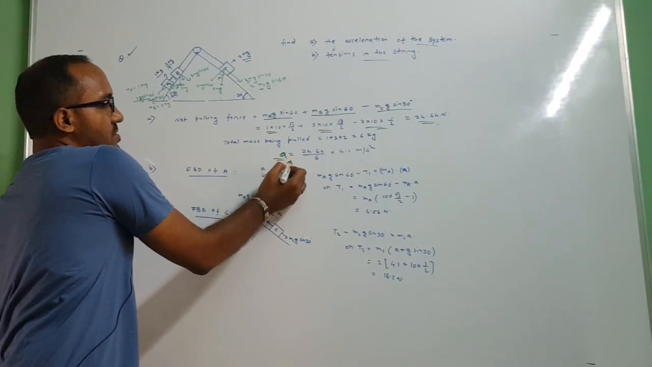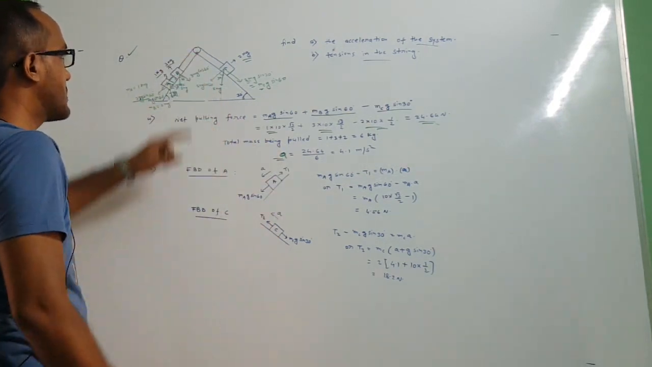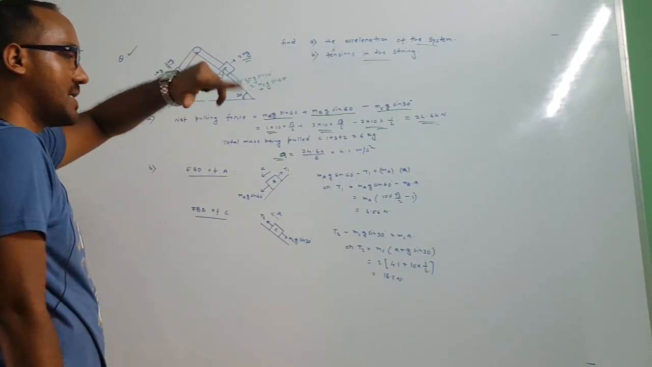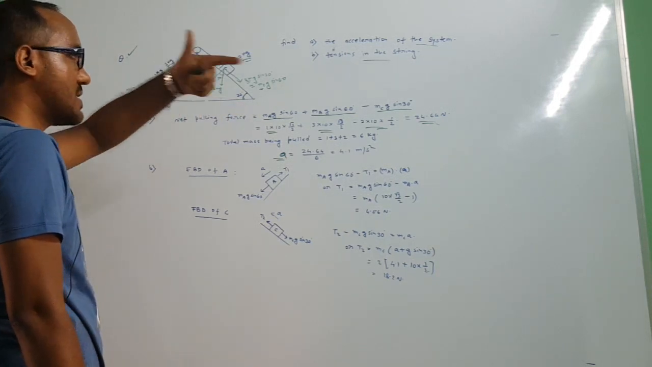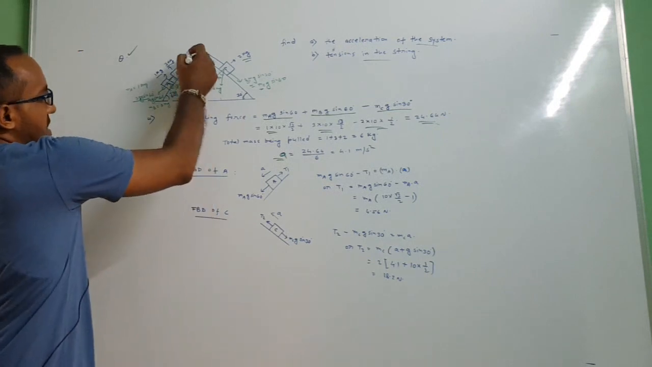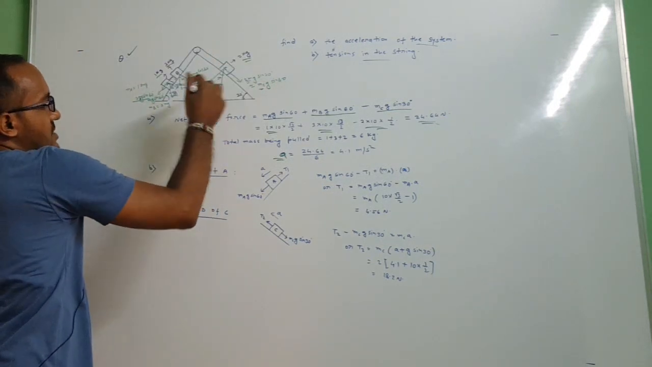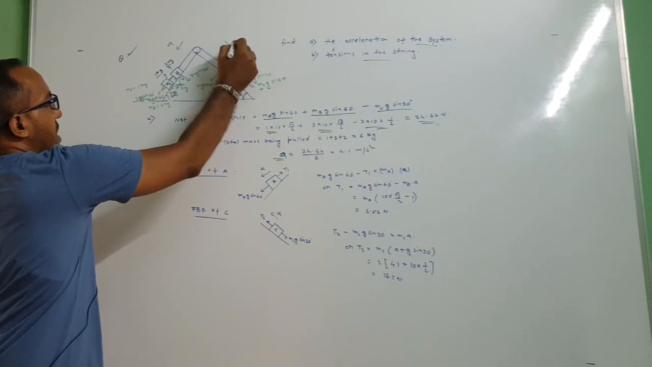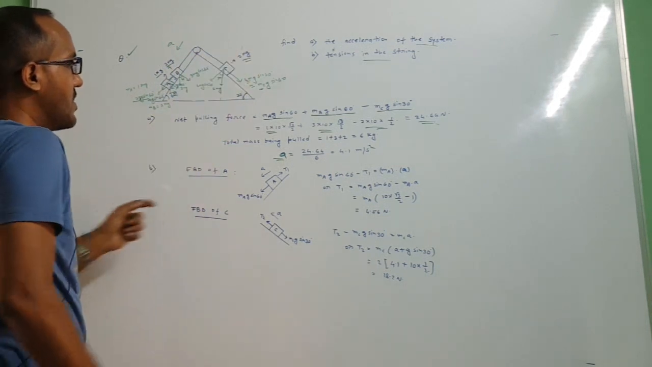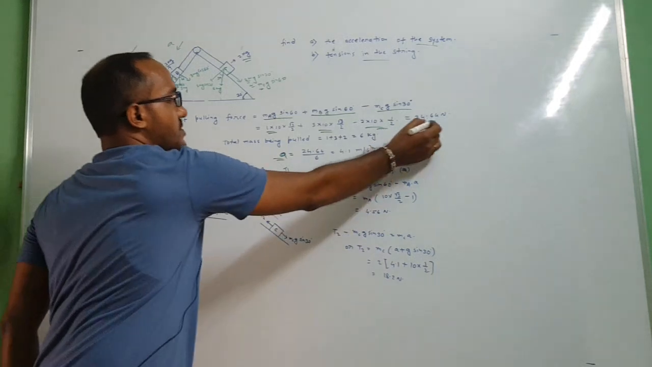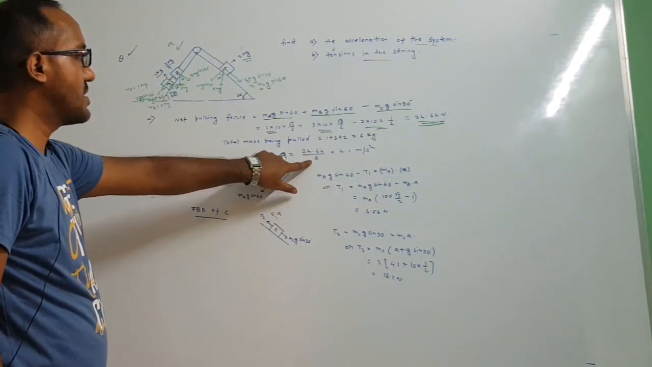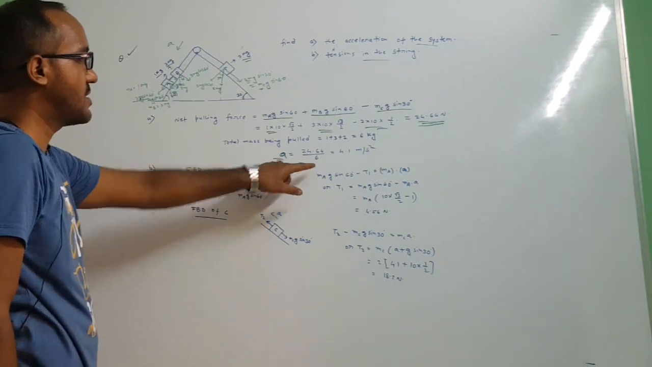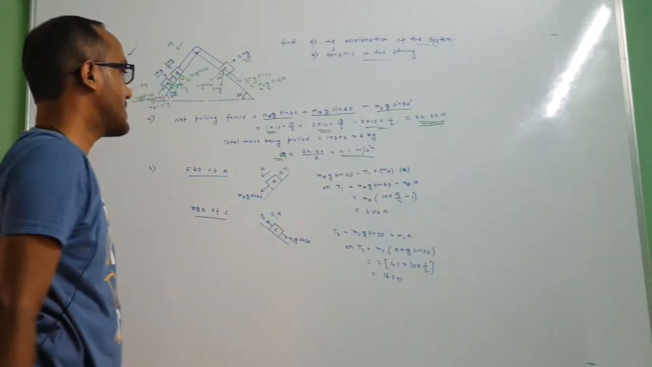Now for the acceleration: as the pulley and the wires are massless and the string is inextensible and frictionless, we can assume that the acceleration is the same. So acceleration would be net pulling force divided by total mass. What is the total mass? 3 plus 2 plus 1, that is 6. So you will get 4.1 meters per second squared.